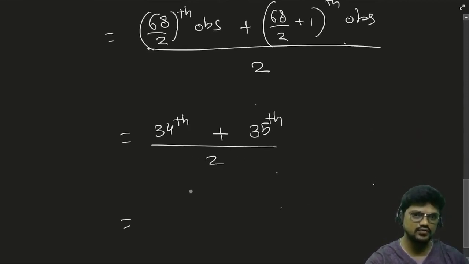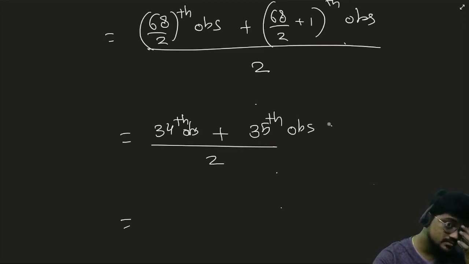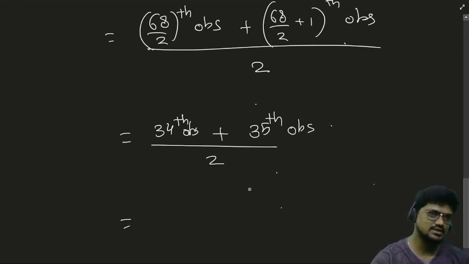Do not add 34 and 35 and divide by 2. These are observation numbers. That's why I'm writing observation and observation. You have to write the 34th observation and the 35th observation. Writing divided by 2 below does not mean I have actually divided it.